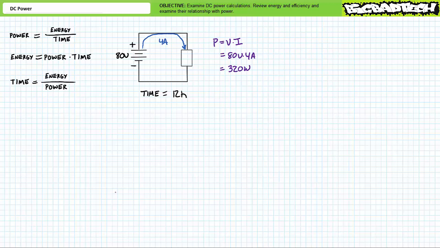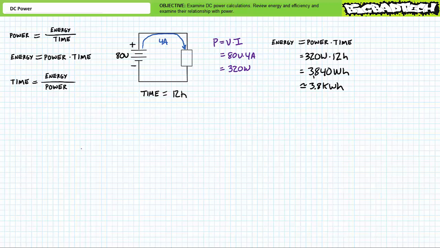Power is voltage times current. 80 volts times 4 amps yields 320 watts of power. Energy is power times time. 320 watts times 12 hours yields 3,840 watt hours, or more appropriately, roughly 3.8 kilowatt hours.